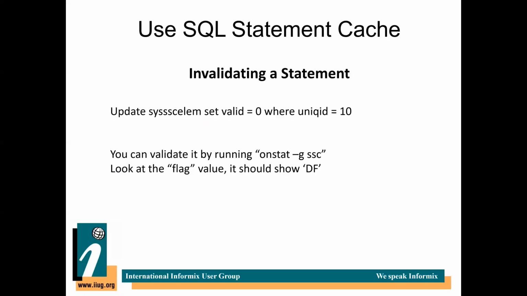To invalidate a statement, you run an update statement where it sets valid equals 0, where the ID equals a value. And then you can validate it by running onstat -g ssc. You can look at the flag value that it shows. It'll show a DF next to it, showing that it's invalidated.